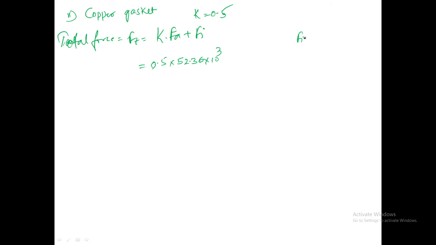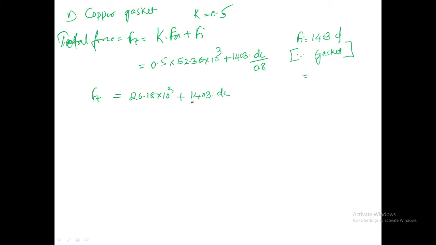That is, Fi equal to 1403 DC divided by 0.8, because of gasket. So now we substitute here. This is what Ft. Now we calculate how much you're going to get. 0.5 means 26.18 into 10 to the power of 3 plus 1403 DC divided by 0.8.